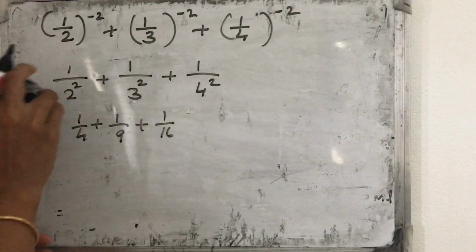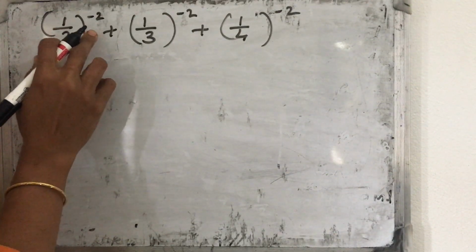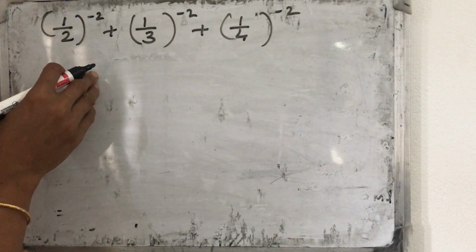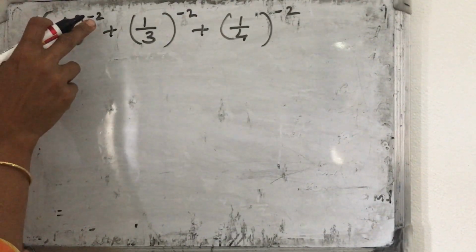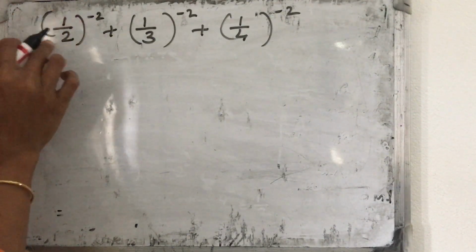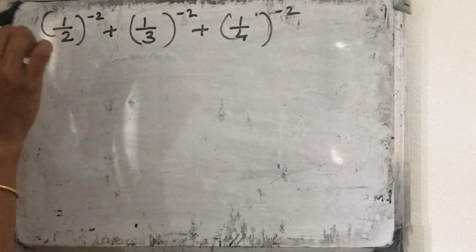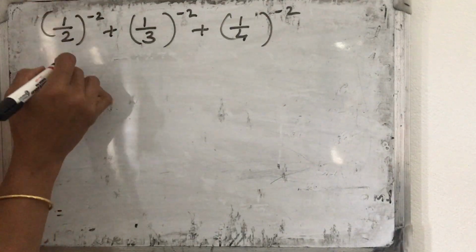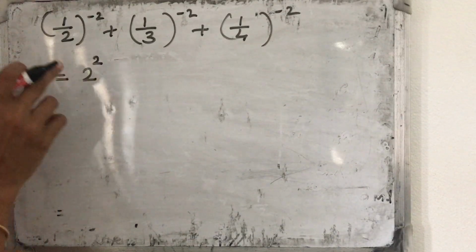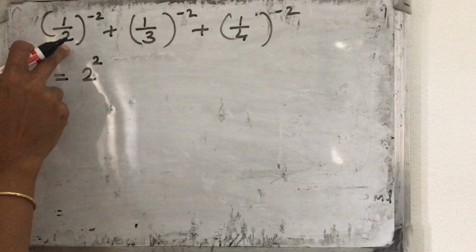Here one mistake happened. You look here, 1 by 2 whole raised to minus 2. How will we convert into positive exponents? Its reciprocal will come. When the exponent is negative, the base will be converted to its reciprocal, and only this minus m will be converted to plus m. So 1 by 2 whole raised to minus 2 we can convert into 2 raised to 2.